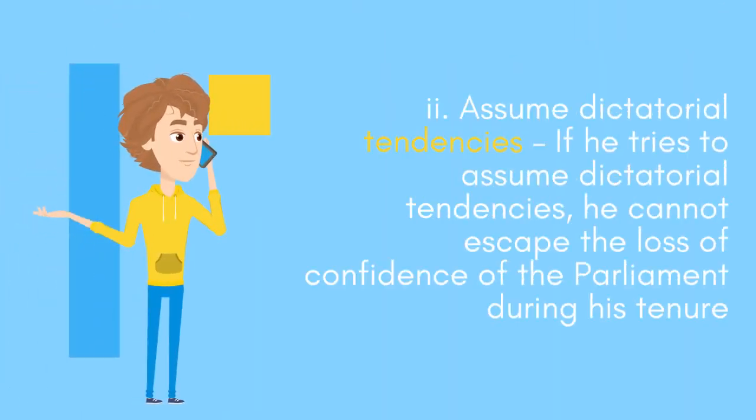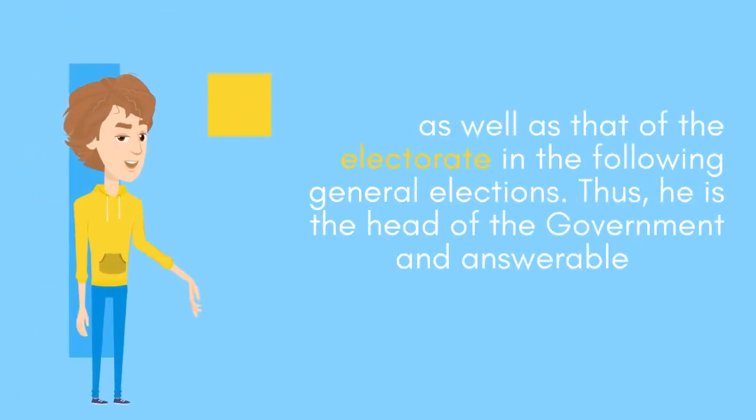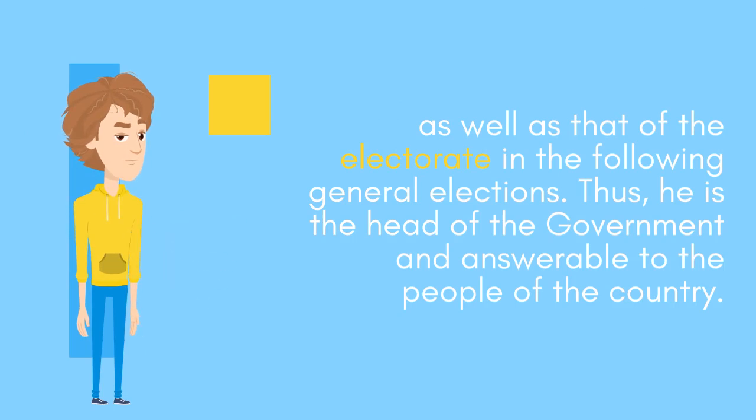2. Assume dictatorial tendencies. If he tries to assume dictatorial tendencies, he cannot escape the loss of confidence of the parliament during his tenure, as well as that of the electorate in the following general elections. Thus, he is the head of the government and answerable to the people of the country.